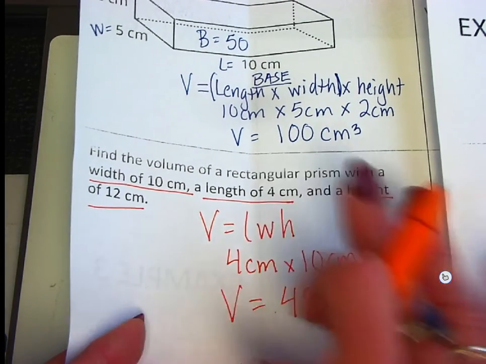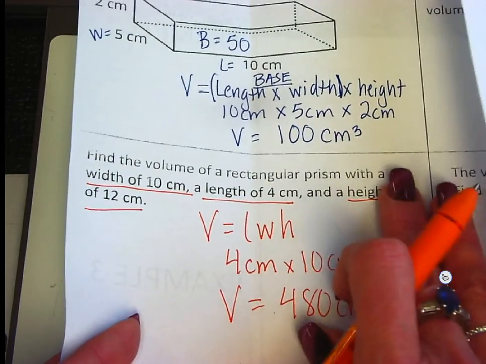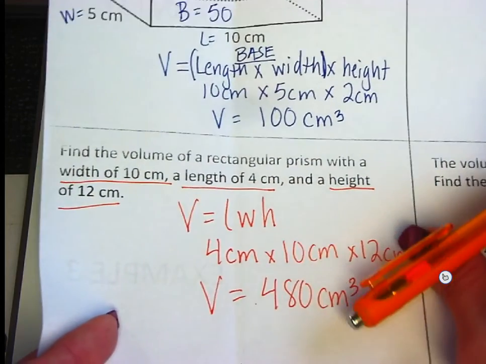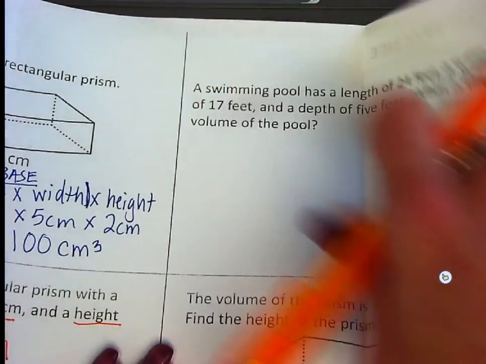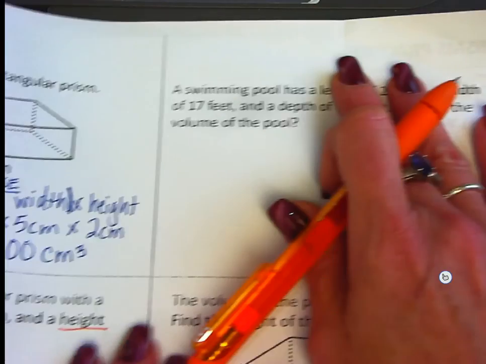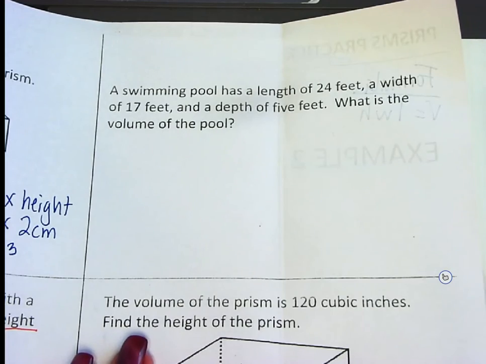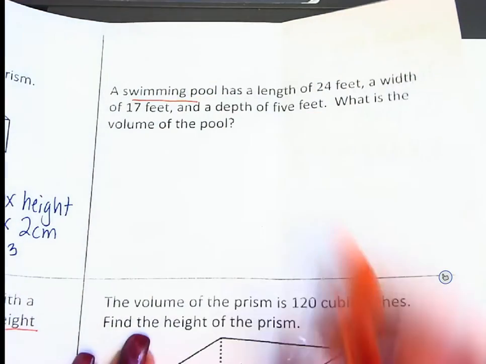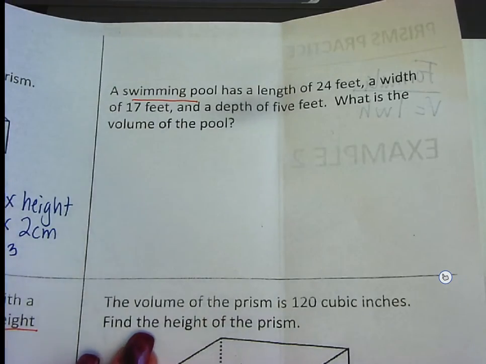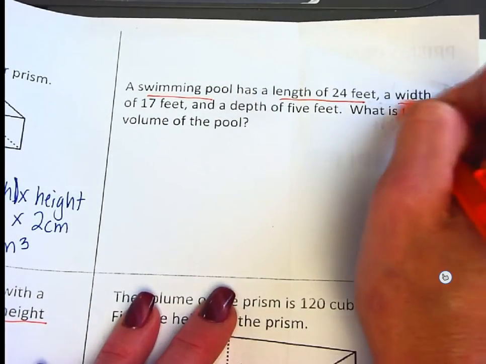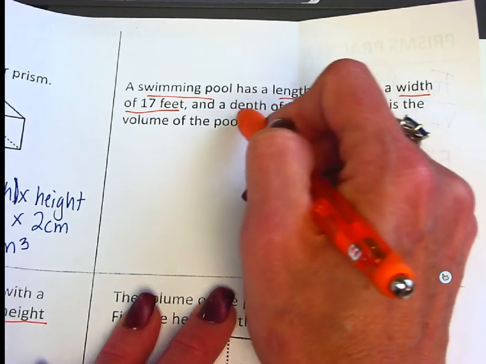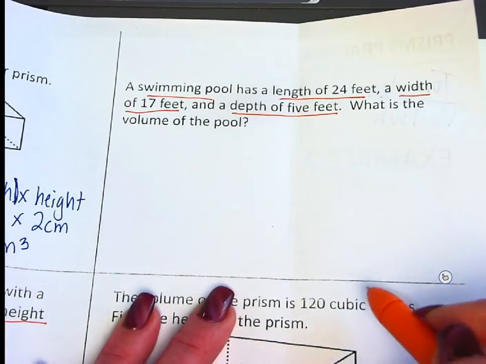So let's go on to number, we did 3. Let's go back to 2. Let's do example 2. So underneath here, we have our formula. Now we have a problem that involves a real life situation. It's a nice situation because it's a swimming pool. We know the length, it's 24 feet. The width is 17 feet. And the depth is 5 feet.